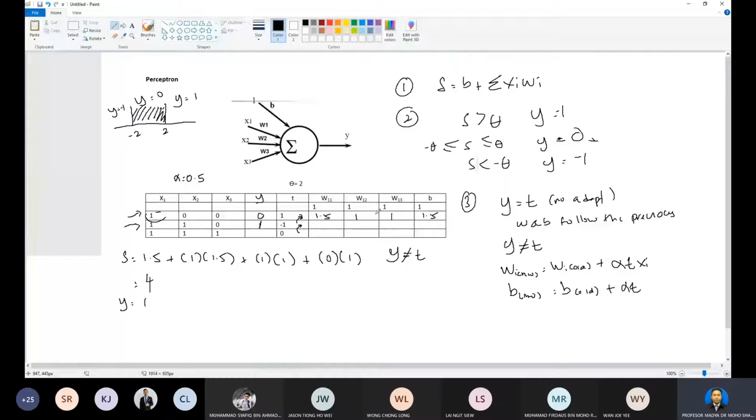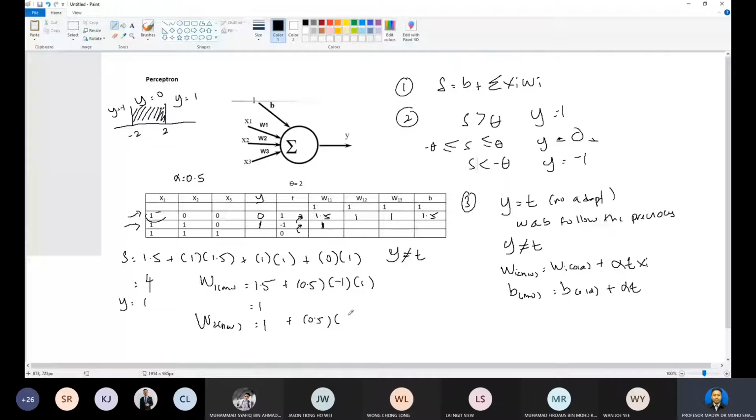We have the new weight and bias, so let's try the new one. Old weight is 1.5, alpha is maintained at 0.5, and target is -1. X1 will be 1, so it will be 1.5 minus 0.5, which is 1. So this one is changed to 1. Then weight 2 new: old 1, plus 0.5.